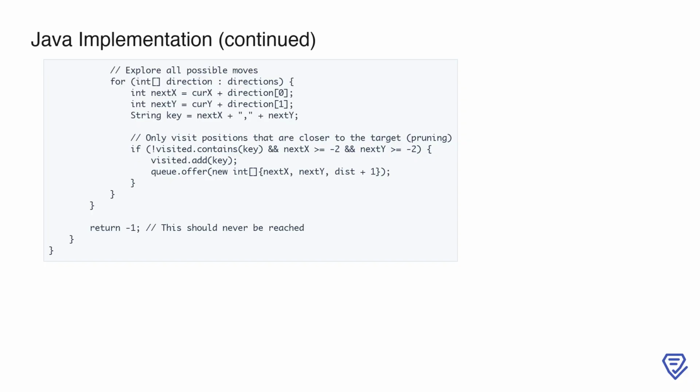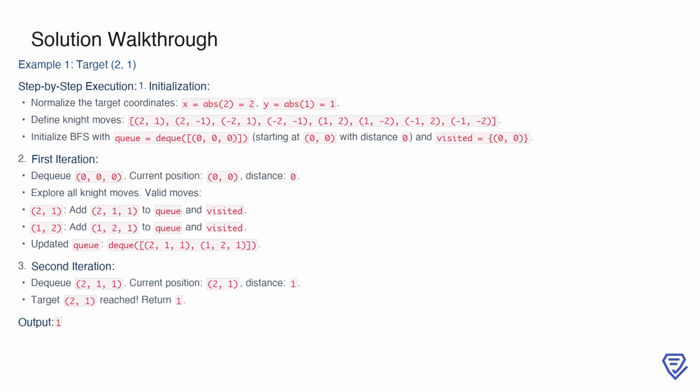To solve the problem of finding the minimum number of moves for a knight to reach the target at 2, 1, we break it down into clear steps. First, we normalize the target coordinates, taking their absolute values. This is because the chessboard is symmetrical, and the problem can be reduced to the first quadrant without changing the result. So, x becomes 2, and y becomes 1.